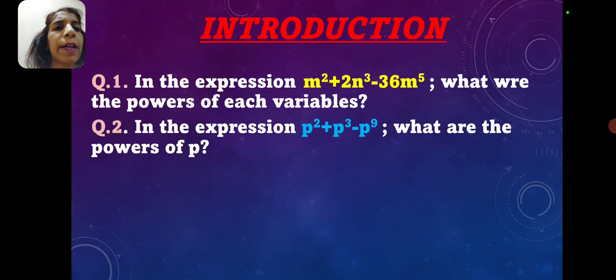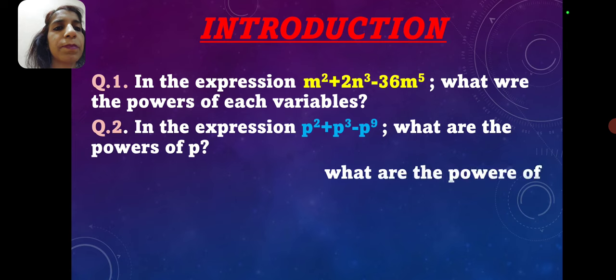In the expression p square plus p cube minus p raised to 9, what are the powers of p? Okay, you have to tell me the powers of p. So powers of p are nothing but 2, 3, 9.